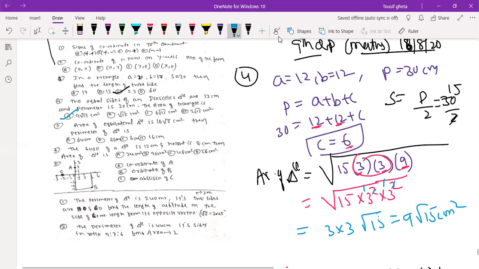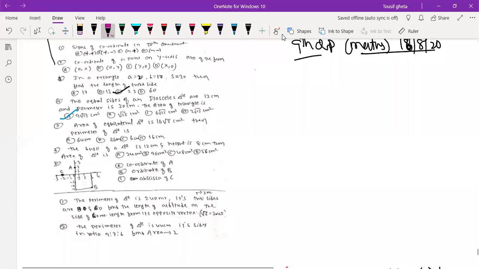Now this is the fifth one. Area of equilateral triangle is 16 root 3. Let me erase this question. Okay, fifth one now. Area of equilateral triangle they gave. I know the area of equilateral triangle is root 3 a square by 4. They ask for the perimeter. If I get the side a, the perimeter is 3a, I know.